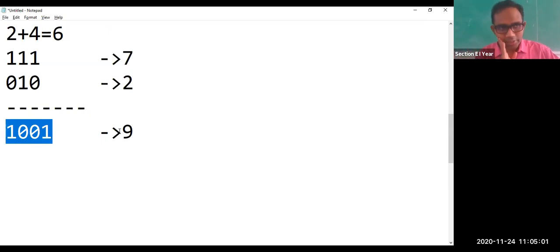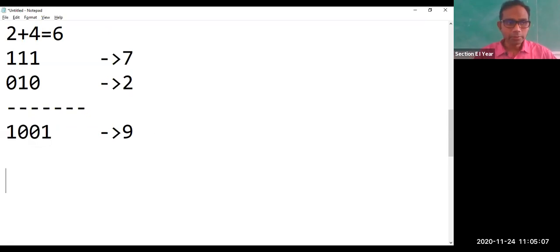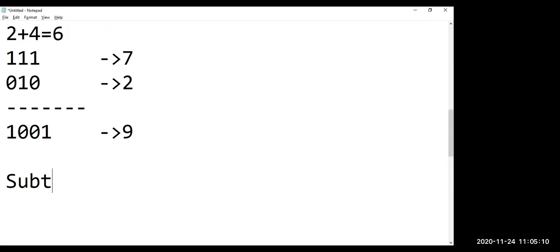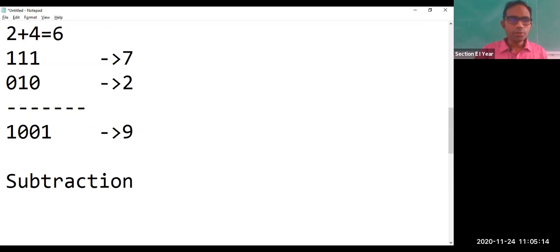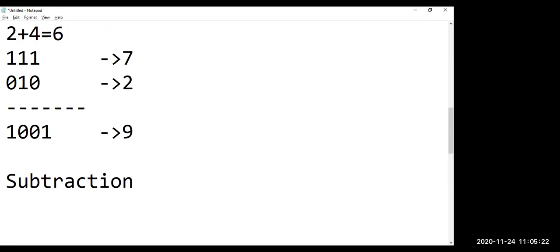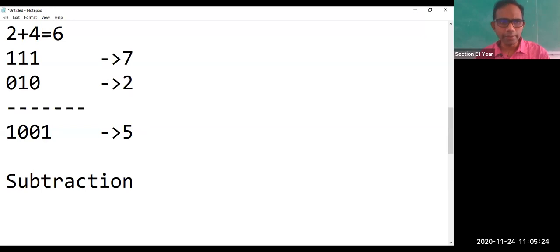Okay, understood this addition part? Yes, sir. Very good. Now let us see the subtraction part. Subtraction means you will be taking a number. Now let us subtract 7 and 2. What is the result? 5. Very good. Basic things we are going to study. 7 minus 2 is 5. So the binary equivalent of 7 is 111 and the binary equivalent of 2 is 010.